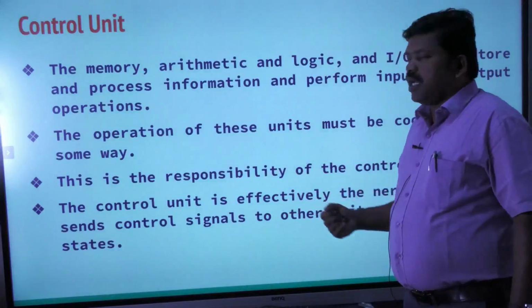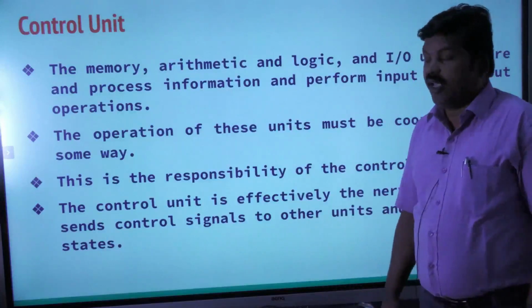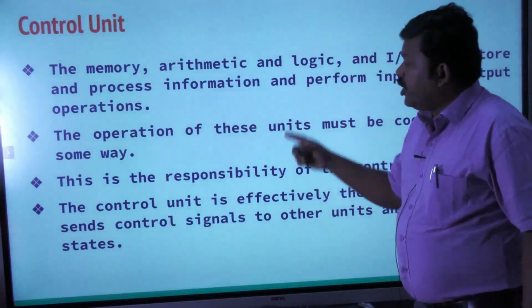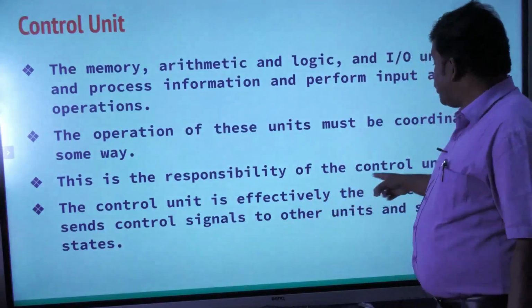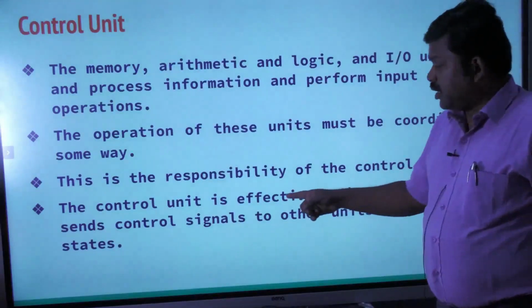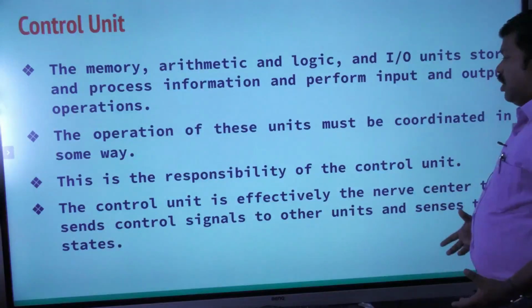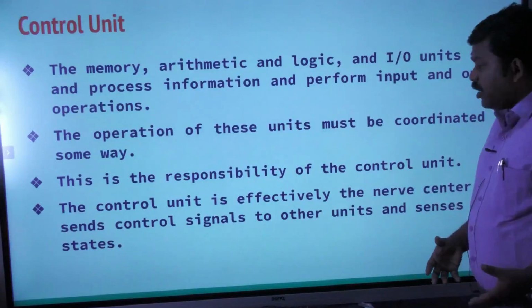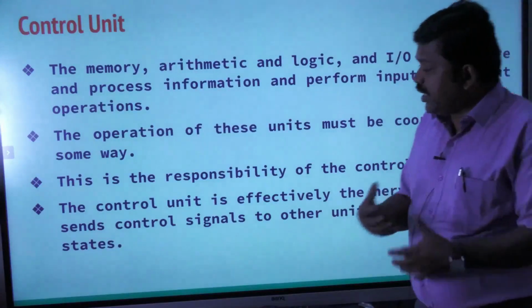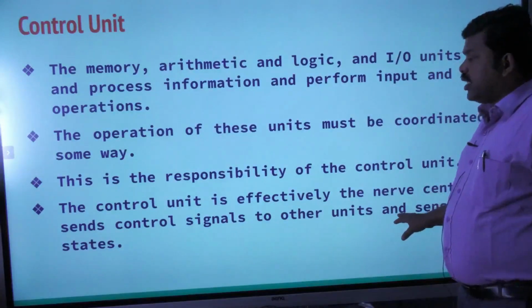How are these operations controlled? Operations of these units must be coordinated in some way. The control unit is the coordinator for all their operations. This is the responsibility of the control unit. The control unit is effectively the nerve center of a computer that gives control signals to other units and senses their states, checking their status. Everything is controlled by the control signals.